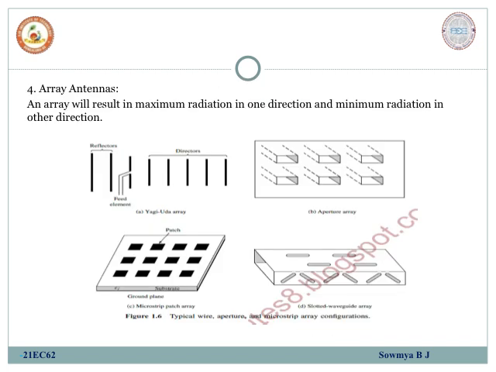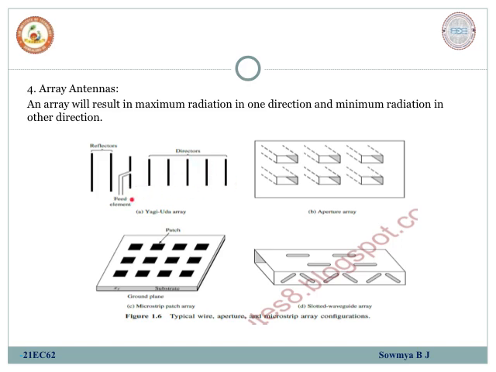Next we have array antennas. This is an example of an array antenna, the Yagi-Uda array. In the Yagi-Uda array, we have reflectors, the feeder element, which is the driven element that generates the signal, and then we have directors.